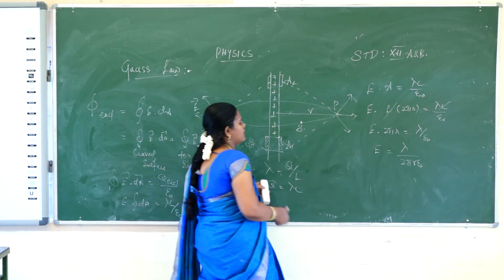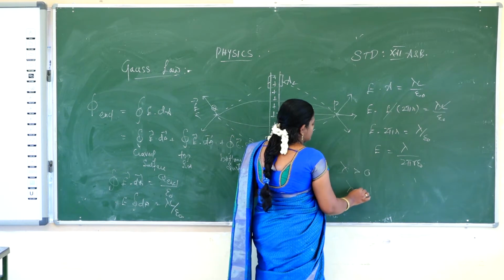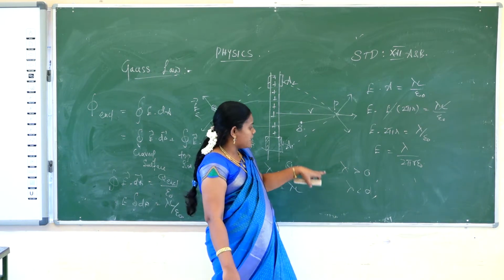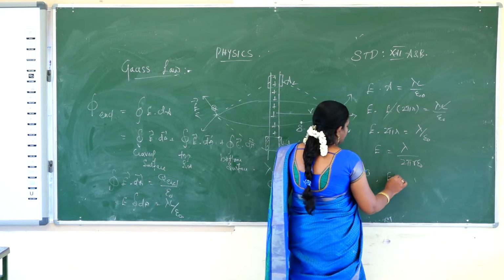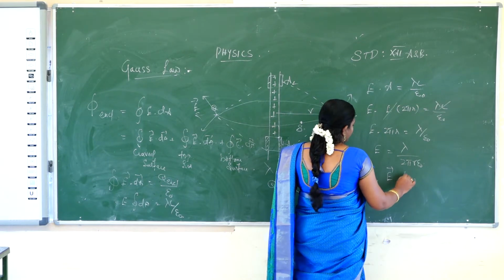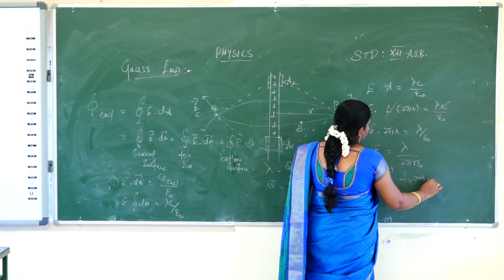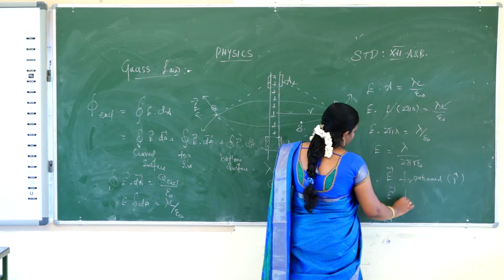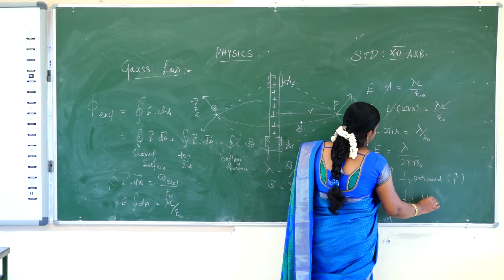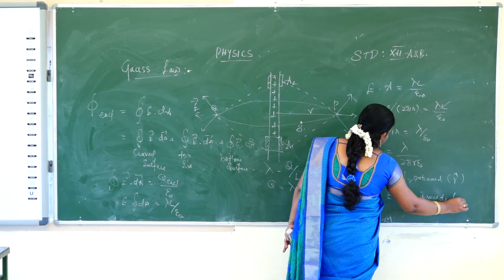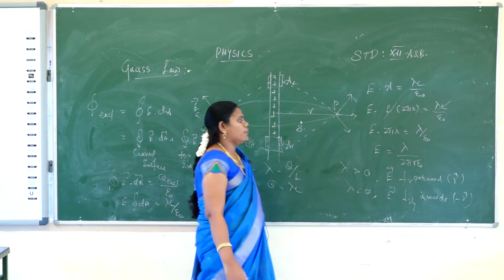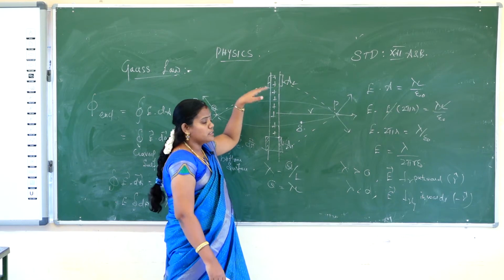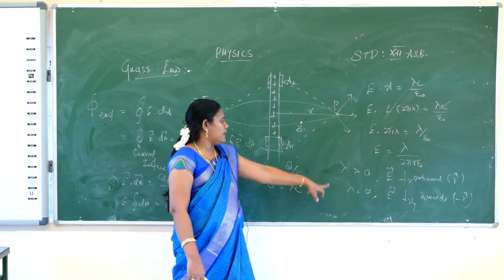Now we consider two cases: lambda is greater than 0 and lambda is less than 0. When lambda is greater than 0, the electric field will be perpendicularly outward. Outward means along the position vector, r cap. Otherwise the electric field will be perpendicularly inward. What is the meaning of outward and inward? It will be along minus r, the position vector. So outward or inward is nothing but the electric field moving along or against the position vector r, depending on lambda.